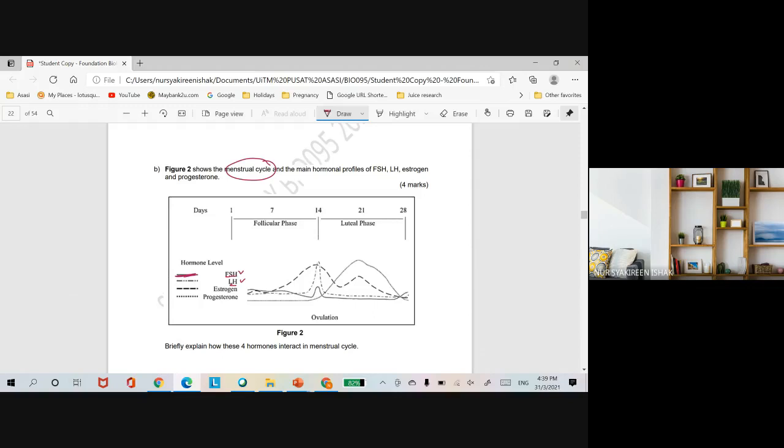So kalau tengok kat nota awak, refer kepada diagram yang ada 4 graf tu, 4 kotak besar tu kan, dalam nota tu. Dia tunjukkan relation antara ovarian cycle and menstrual cycle. So if you look at that diagram, okay, this one is actually referring to ovarian cycle.